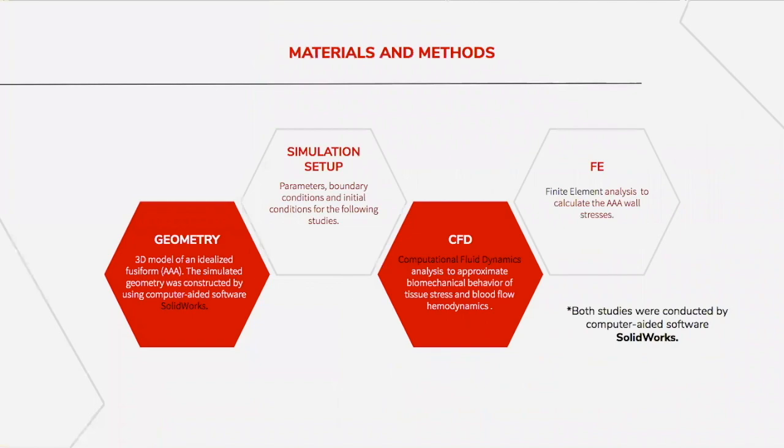Now for the materials and methods, we focus on different factors such as the geometry, which consists of the 3D model of an abdominal aortic aneurysm. This figure was constructed in SolidWorks. The simulation setup consists of different parameters, boundary conditions, and initial conditions for the studies realized. One of them is the CFD, which analyzes the biomechanical behavior of tissue stress and blood flow hemodynamics, and the FE analysis to calculate the abdominal aortic aneurysm wall stresses.